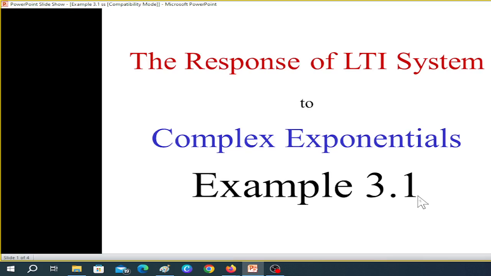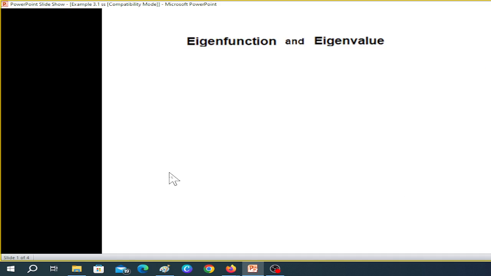Bismillahirrahmanirrahim. In this video, we'll be discussing example 3.1 from LTI system, complex exponential, chapter number 3. And this may be a repeat. I had made longer videos, but this is a short video to give you some idea about two items, that is the eigenfunction and eigenvalue. Now, the name is difficult and does not convey any meaning really.